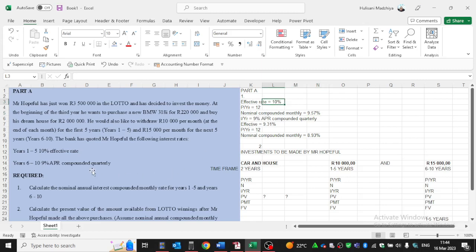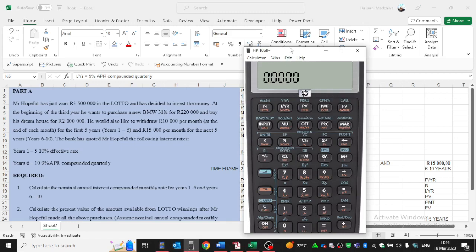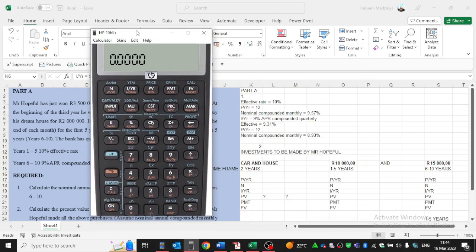Then it says that from year 6 to 10 he's going to be earning 9% compounded quarterly. This is equivalent to an effective rate of 9.31%. I'm just going to perform this on a calculator so that you can see how we get to this. We say 9% is our I, and then 4 is the frequency of compounding, which is our payments over the year for the first part. And then we go and say second function, effective interest rate.